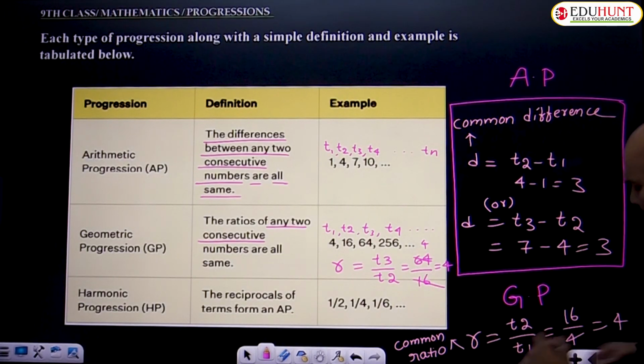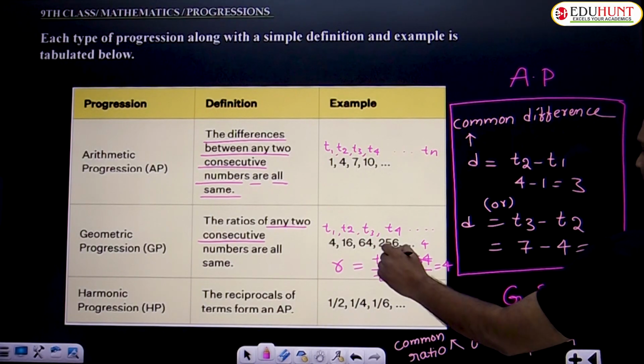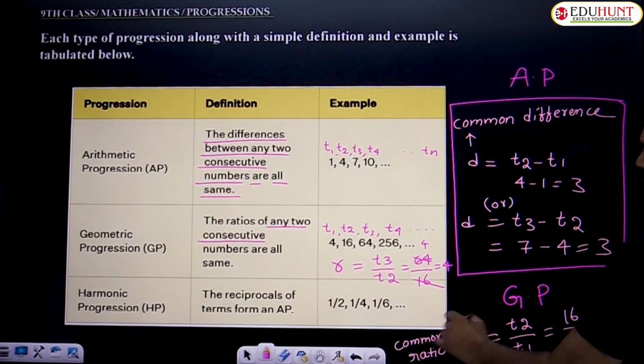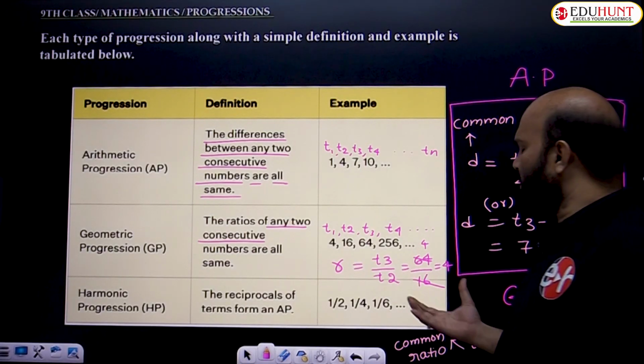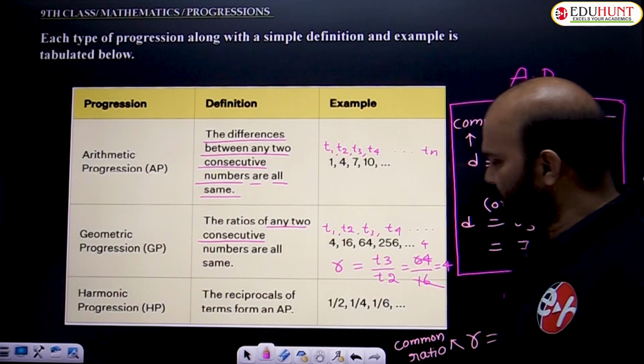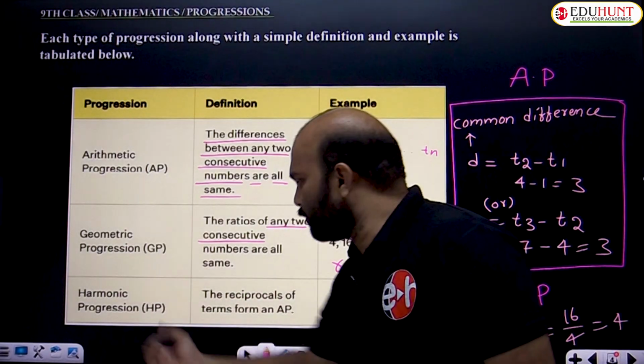What is the formula? T2 by T1 or T3 by T2. If you take any term and divide it by the previous term, that is called the common ratio. If common ratios are equal in the sequence of series, those terms belong to geometric progression. Am I clear? Next one, harmonic progressions, HP.